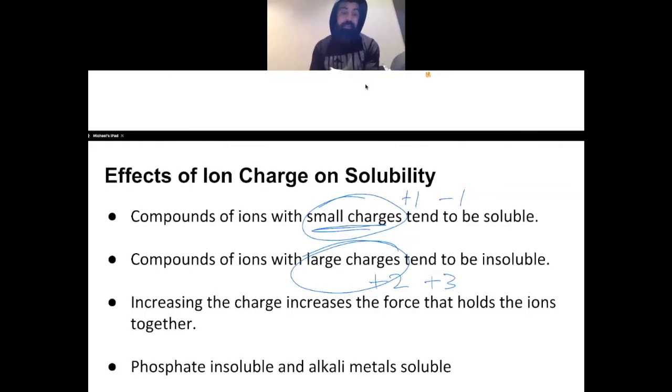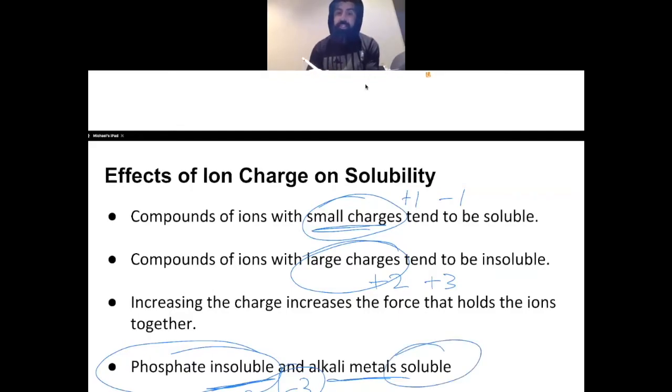That's why typically phosphates are insoluble. For those who remember phosphate, PO4 -3. Look at that, large charge. Alkali metals, and here's a hint to help you with the solubility table that I'm going to share with you in a few moments, are typically soluble in water because they all contain a +1 oxidation number.